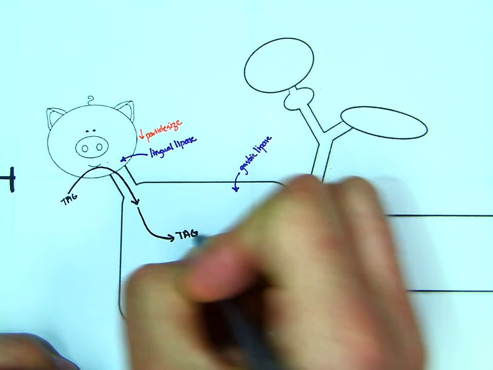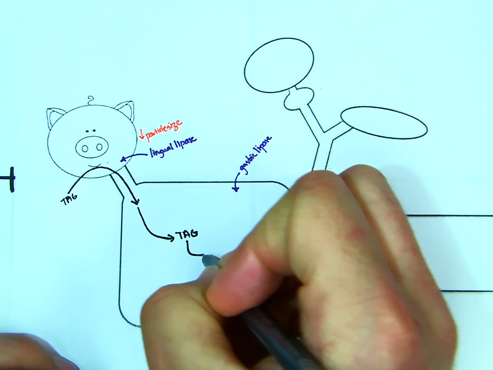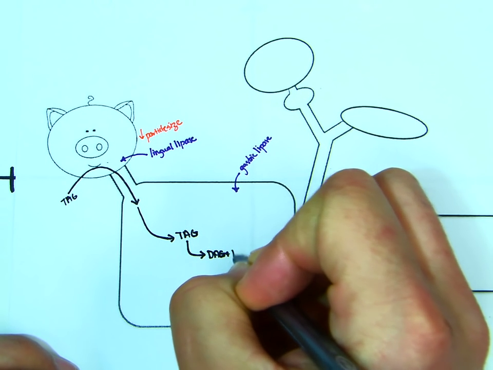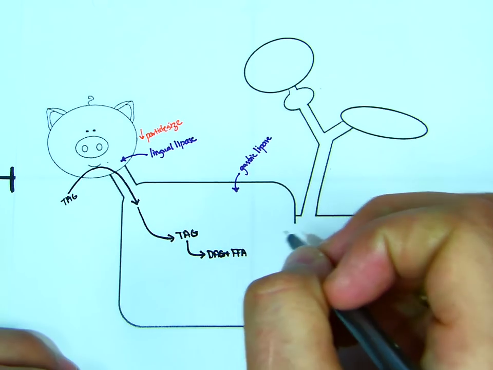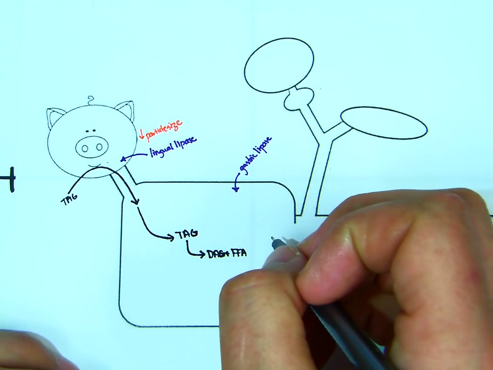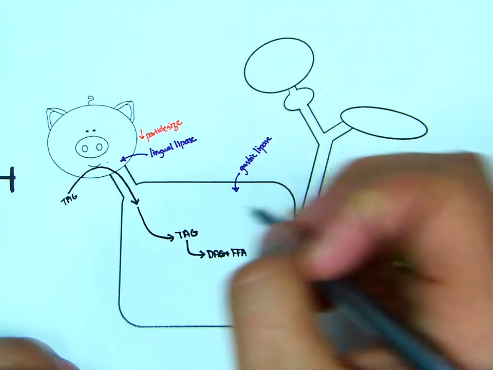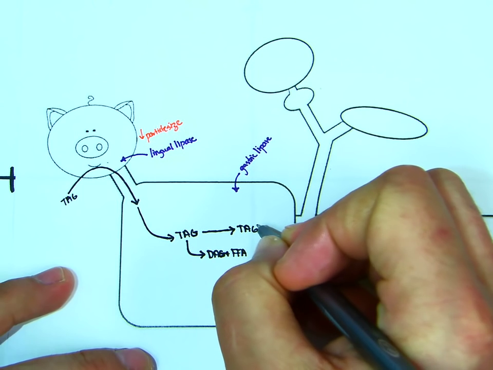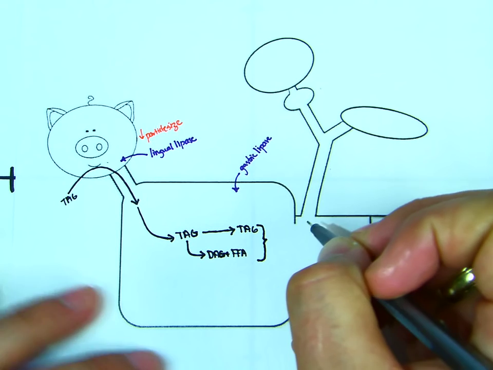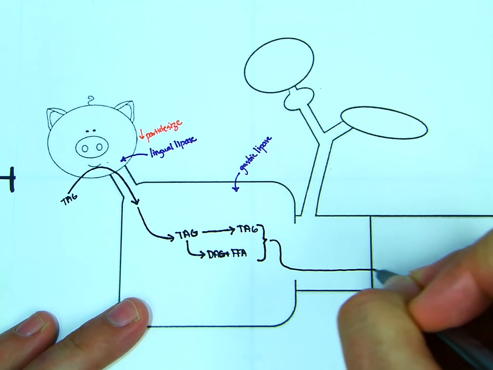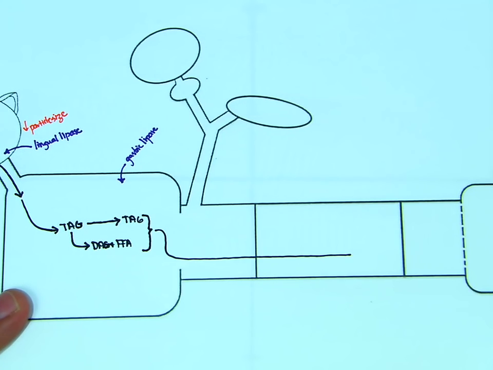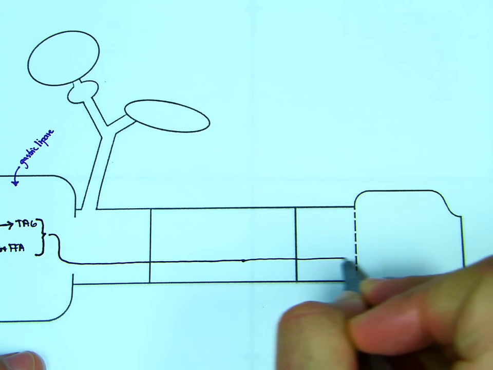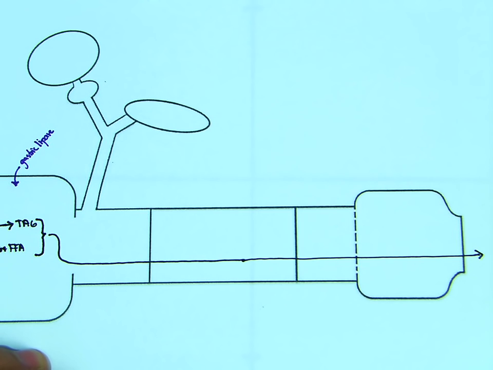We have this TAG, and some of the TAG, albeit a small fraction, is becoming DAG plus free fatty acid, or you could just write FFA or FA, but a big chunk of it stays TAG. And then all of this heads to the small intestine. We'll draw the line all the way through. That way we're done with that, knowing that some lipid remains undigested.